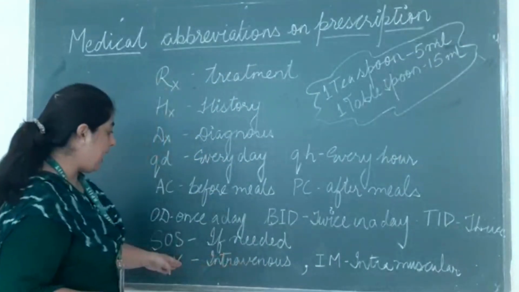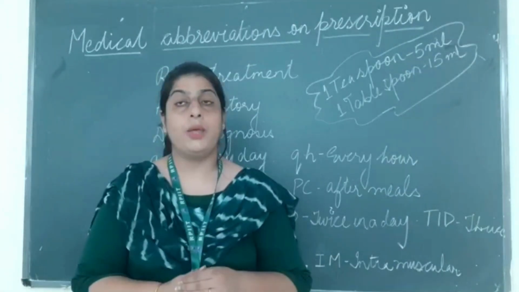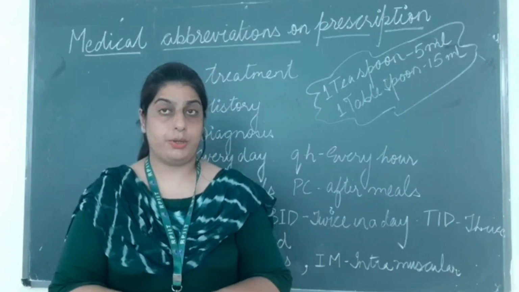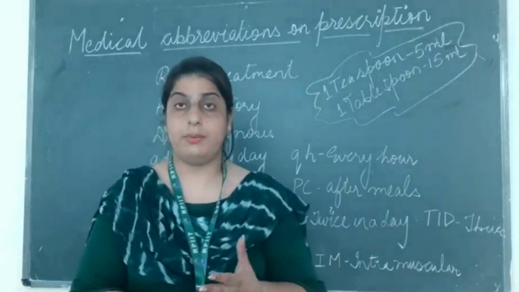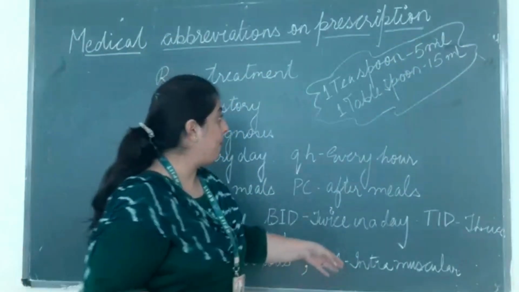The next are IV and IM. These terms are for injectables. When the injectable is given intravenously, it is mentioned with IV, and when it is given intramuscularly, it is mentioned as IM.